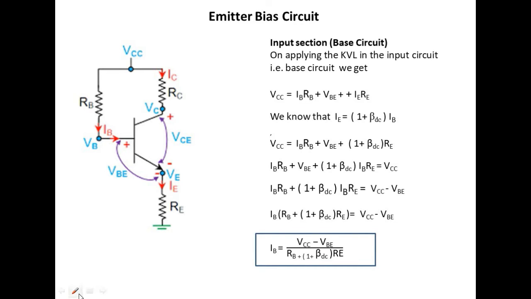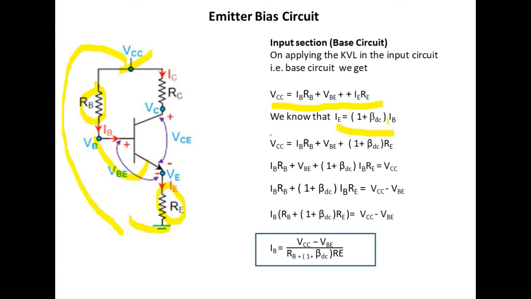Now we will be studying its input section. Applying the KVL in its input section, we have VCC equal to IB RB plus VBE plus IE RE. So VCC is equal to IB RB plus VBE plus IE into RE. But we know that IE equals 1 plus beta times IB. Putting this value of IE into this equation, VCC will be equal to IB RB plus VBE plus (1 plus beta DC) RE into IB.